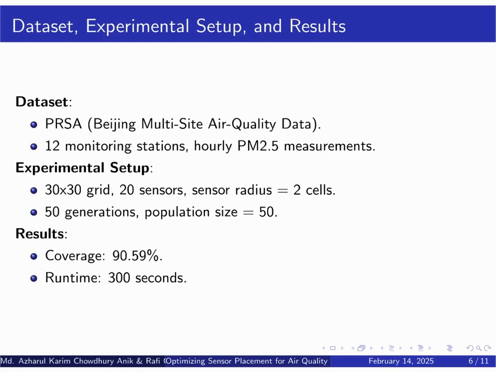Our experiments utilize the PRSA dataset, which contains hourly PM 2.5 measurements from 12 monitoring stations in Beijing. The study area was divided into a 30 grid with 20 sensors placed. Each sensor had a coverage radius of 2 grid cells. The algorithm ran for 50 generations with a population size of 50. Results showed that our hybrid simulated annealing genetic algorithm approach achieved 90.59% coverage, outperforming the other methods while ensuring optimal sensor placement. The computational time required was 300 seconds, which, while higher than simpler methods, delivered significantly improved accuracy.